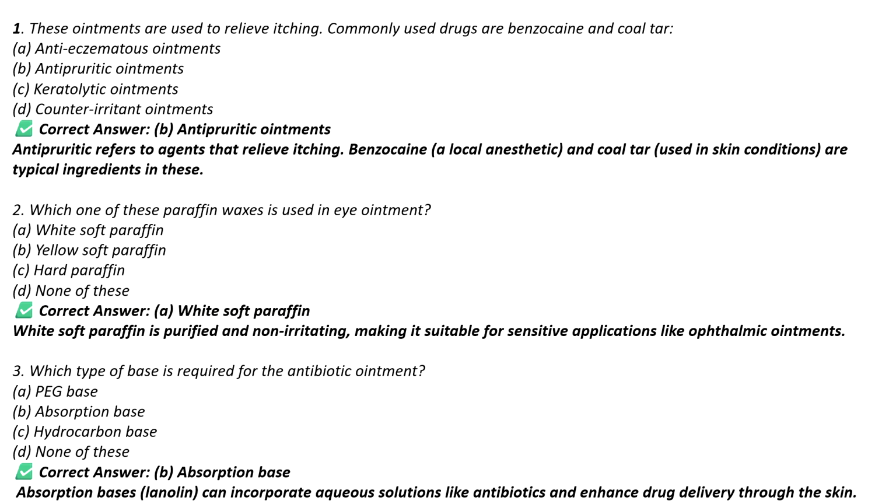So moving on to the very first question of today's session: these ointments are used to relieve itching, and commonly used drugs in them are benzocaine and coal tar. We have to identify which one is being discussed out of the four options. The options are anti-eczematic ointments, antipruritic ointments, keratolytic ointments, or counter-irritant ointments. Antipruritic basically refers to the agents that help in relieving itching, and benzocaine acts as a local anesthetic, and coal tar, used in skin conditions, are typical ingredients in these. So we can say option B, that is antipruritic ointments, is the correct answer for this question.